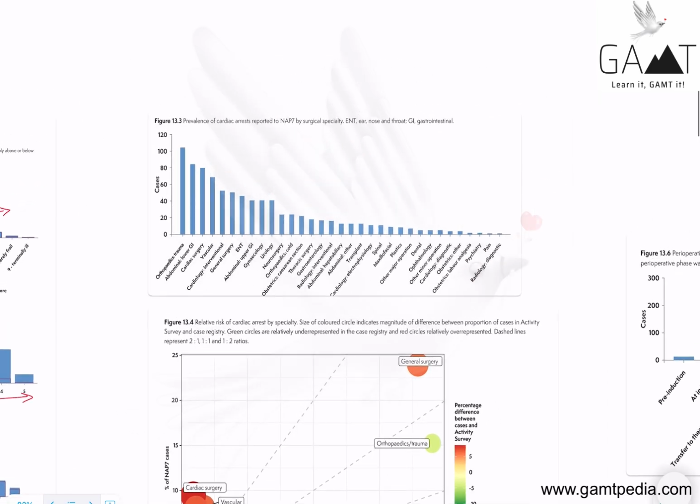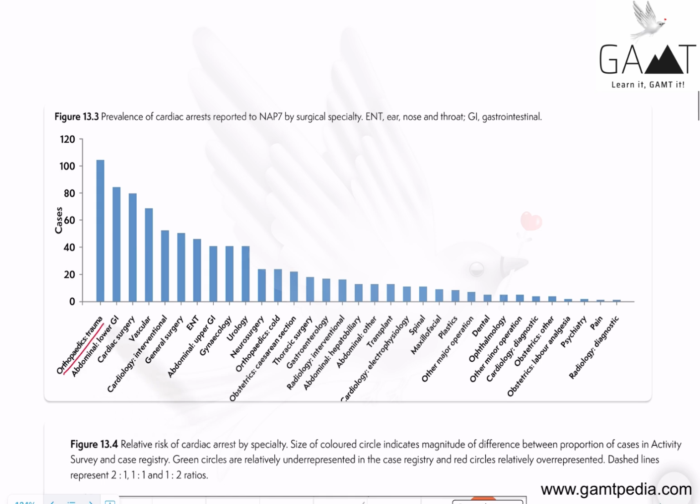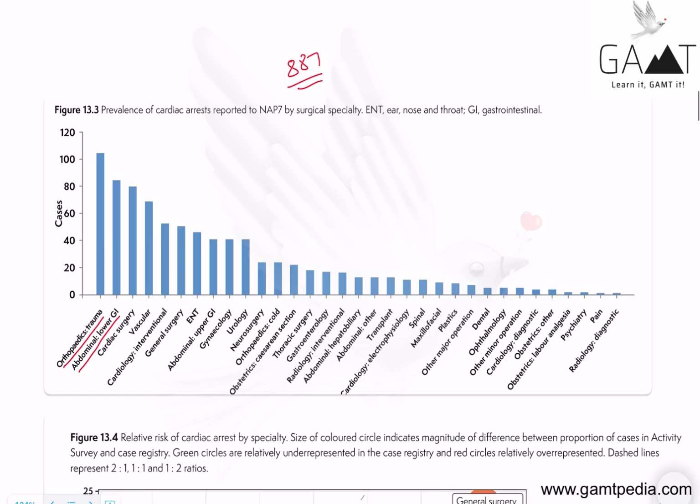And then we're going to look into the surgical specialty. Orthopedic trauma leads by a mile. Then lower GI abdominal, mostly related to sepsis, perforated bowel, etc. Cardiac surgery, vascular surgery, cardiology, general surgery. These constitute the top 6 or 7 surgical specialties with a high prevalence of cardiac arrest.